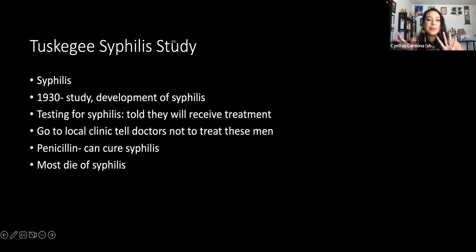And in fact, there were a handful of men who end up getting tested somewhere else for syphilis and getting treated. The minute that happens, the people running the study would go to the clinics and say, here's a list of all the men that are taking part of our study. You cannot test them for syphilis and you cannot treat them for syphilis. So not only were they not telling people what was going on, they were not treating people, but they were preventing other doctors from treating these men.